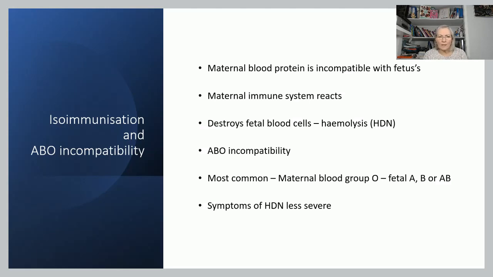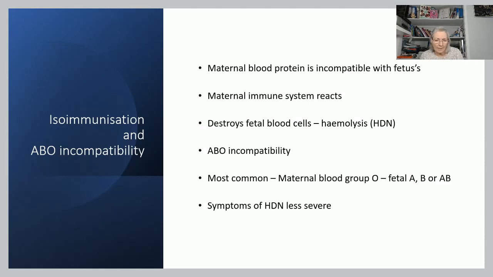We've talked about isoimmunisation, but we've also got ABO incompatibility, which can cause a problem. Sometimes there's a bit of confusion around these because this really hasn't got anything to do with the rhesus factor, the Rh factor. It's actually about the blood group. So you've got isoimmunisation when the maternal blood protein is incompatible with the fetus. You've got an Rh negative mother, Rh positive fetus, and the maternal immune system reacts, and it will destroy those fetal blood cells, which will cause hemolytic disease of the newborn.